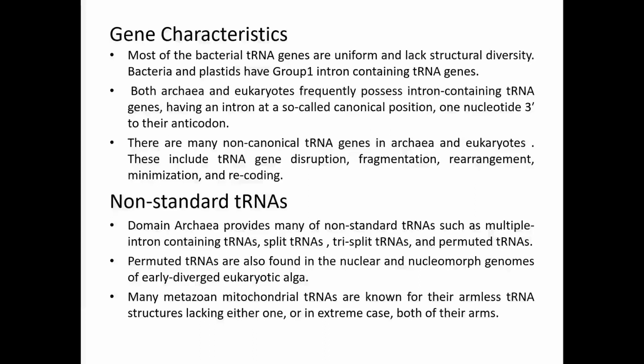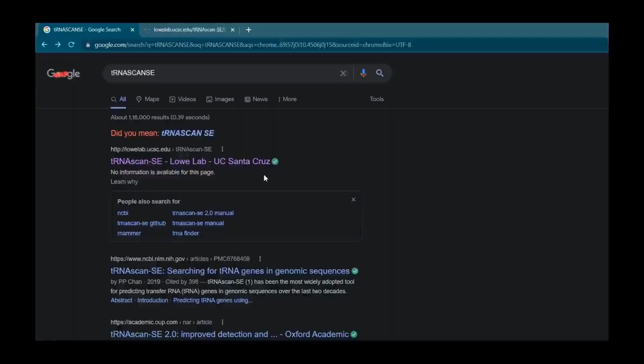There are many non-canonical tRNA genes in archaea and eukaryotes. They include tRNA genes with disruption, fragmentation, rearrangement, minimization and recoding. Let's have a look at the tool.